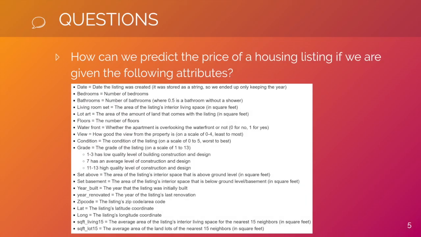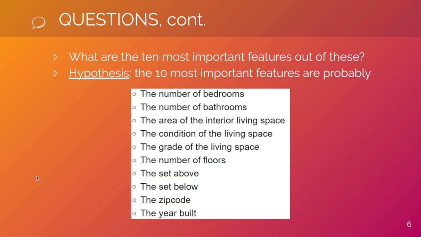And for the question, how can we predict the price of a housing listing if we are given the following attributes? We found the data contains the following attributes that will influence the housing price at different levels. We are finding the 10 most important features out of the list. We found the 10 most important features that are listed in the pictures. We used a decision tree to find the 10 most important features.